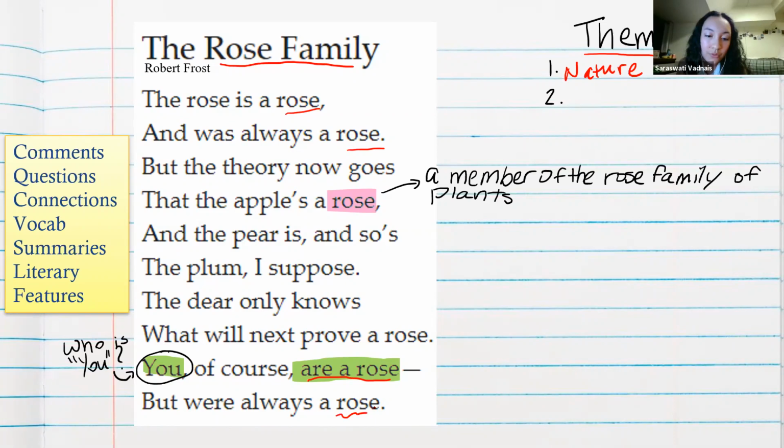Yeah, so let's say a rose symbolizes beauty. So saying that you are a rose means that you are beautiful. So the deeper meaning of this poem then becomes, people always change their minds about what is beautiful. So today it could be an apple, tomorrow it could be a plum. But the speaker is telling this you that they are a rose and they were always a rose. So they are beautiful and they were always beautiful, no matter what everyone else thinks at that time.